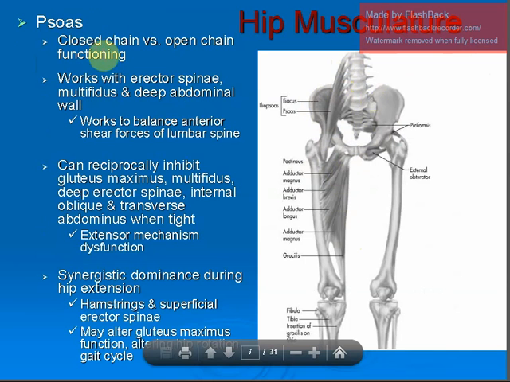The psoas major muscle works in closed chain versus open chain functioning. It works with erector spinae, multifidus and the deep abdominal wall. It works to balance anterior shear forces of the lumbar spine. It can reciprocally inhibit gluteus maximus, multifidus, deep erector spinae, internal oblique and transverse abdominis when the tight extensor mechanism is in dysfunction. It works synergistically in dominance during hip extension, like the hamstrings and the superficial erector spinae. It may alter gluteus maximus function, altering hip rotation in the gait cycle.